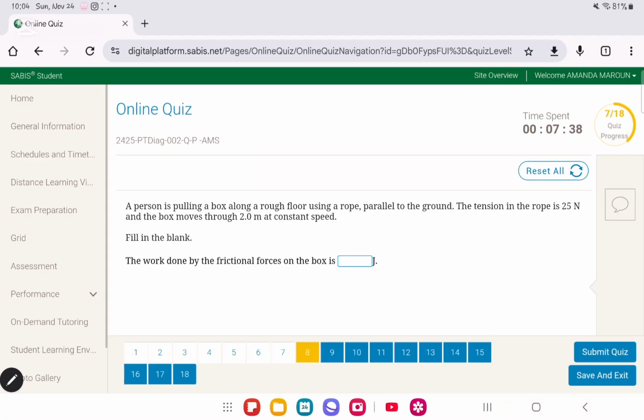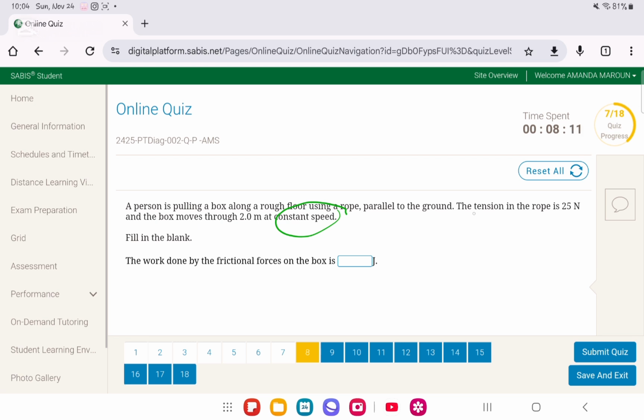Now we move on to question number 8. A person is pulling a box along a rough floor using a rope parallel to the ground. The tension in the rope is 25 newtons and the box moves through 2 meters at a constant speed. Okay? What does constant speed indicate? It indicates that the force of tension is equal to the force of friction, because there's no force that is pulling it more than the other, since it's going at a constant speed.